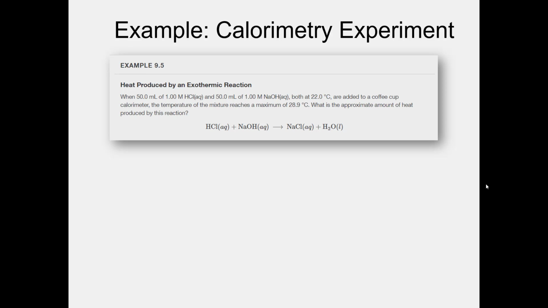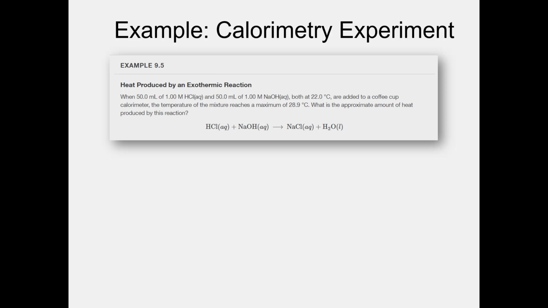For our last example today, we want to look at a calorimetry problem where we actually run a chemical reaction and we use calorimetry to determine the amount of heat absorbed or released by the chemical reaction. So we're going to look at example 9.5, which deals with heat produced by an exothermic chemical reaction, which is an acid-base neutralization, where we react hydrochloric acid with sodium hydroxide to form sodium chloride and water.